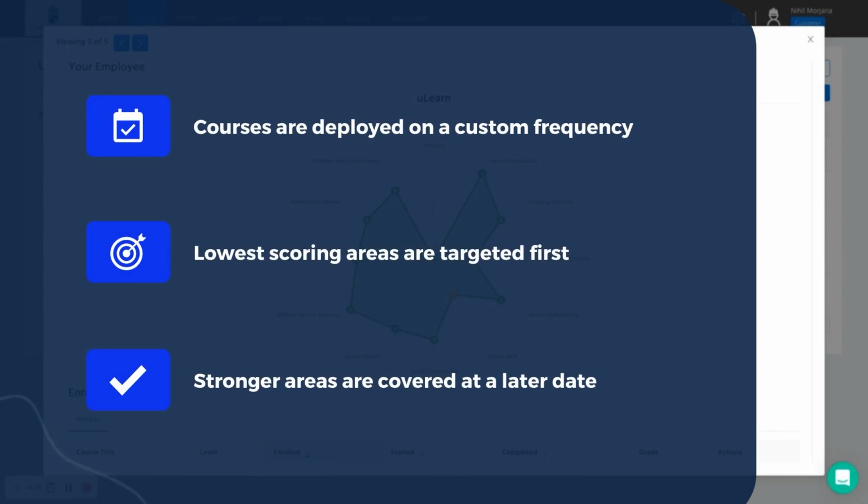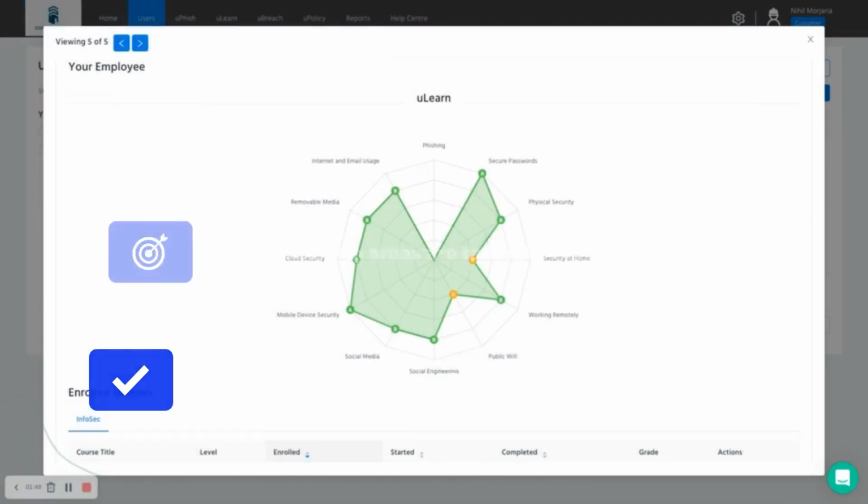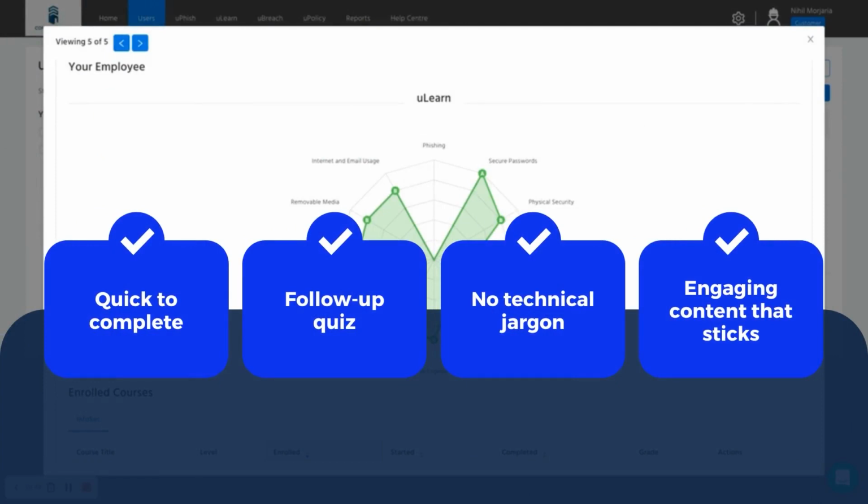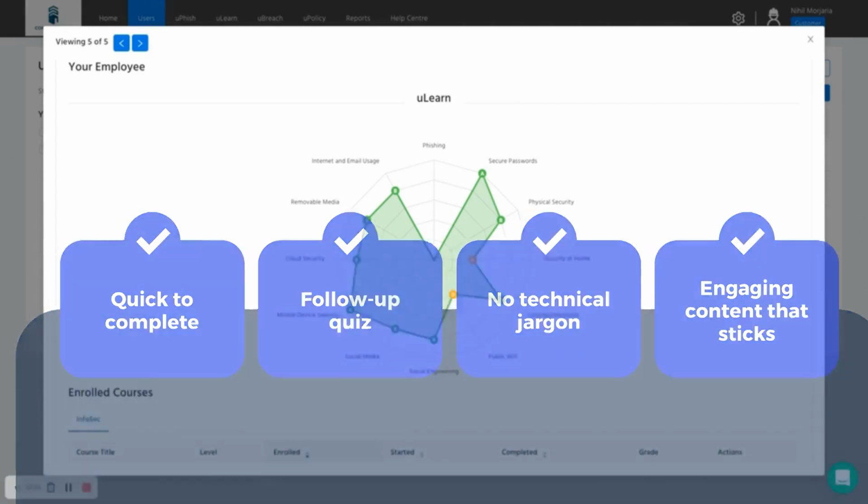So for each person, we identify their weaker points, and we then create a personalized program to make sure that we're efficiently educating them on those areas. The courses only take about 10 minutes to complete. They have a quiz at the end, they're non-technical, and they're designed to keep people engaged. We've got video content, we've got flipboards, we've got annotated images with real life references for them to engage with.